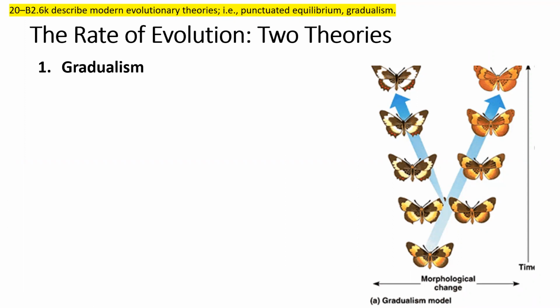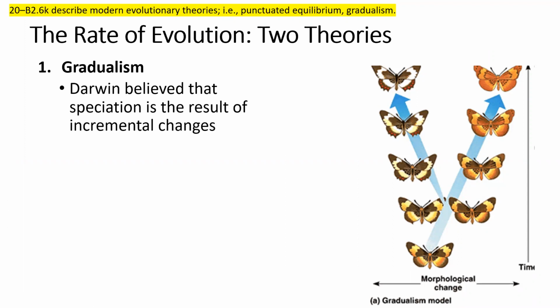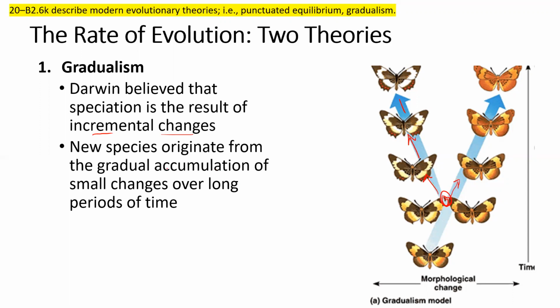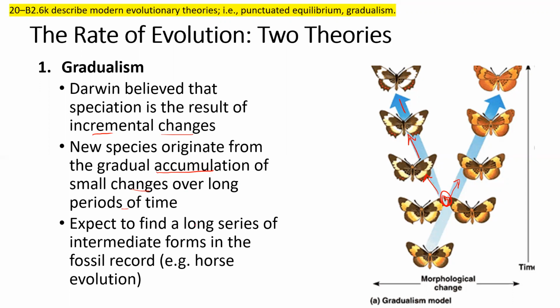Well, gradualism, as this image shows right here: Darwin believed that speciation is a result of incremental changes. We see incremental changes from a common ancestor, right? Sharing a common ancestor, speciation, or getting incremental changes. New species originate from gradual accumulation of small changes over long periods of time. And that's what we've been teaching right up until now. This is the theory of natural selection. You would expect to find a long series of intermediate forms in the fossil record. We want to go back to this horse evolution in a moment.